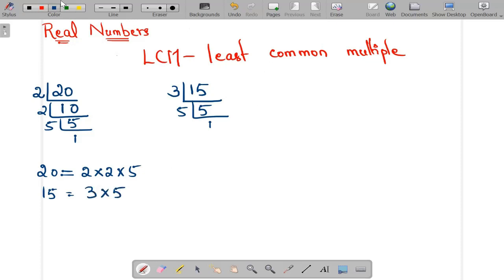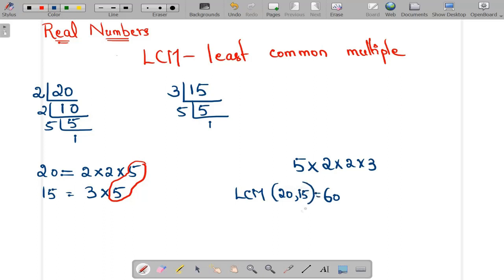Now usually in the HCF, what we do is we pick up the prime factors that are common to each other. So the HCF of these two numbers is going to be 5. I'm going to write that once. And then whatever factors are left over between these two numbers, I'm going to write everything here. So it is 2 into 2 into 3. Now let's find out the value. 5 into 2 is 10, 10 into 2 is 20, 20 into 3 is 60. So the LCM between 20 and 15 is going to be 60.